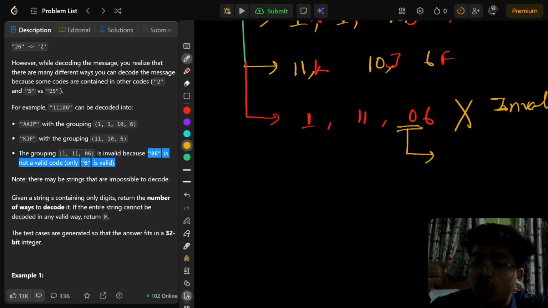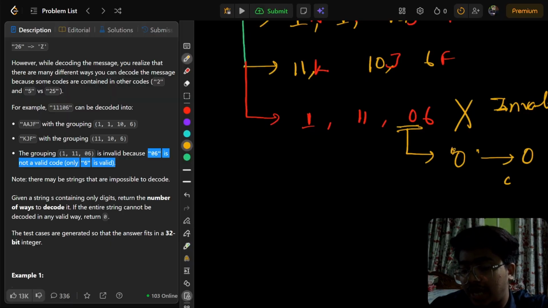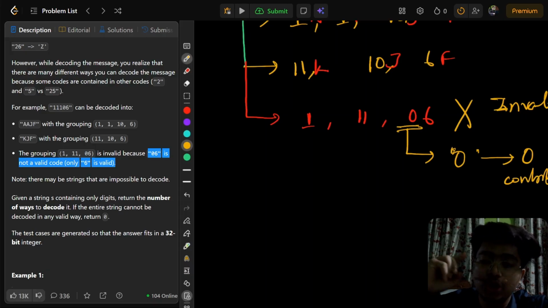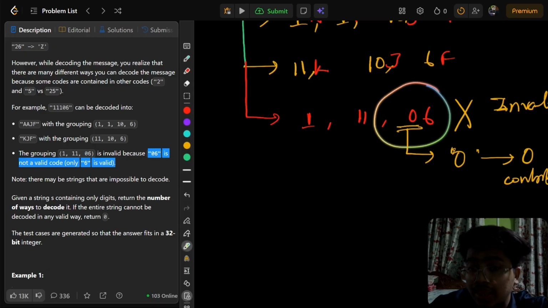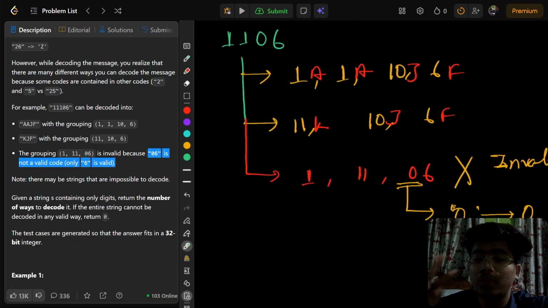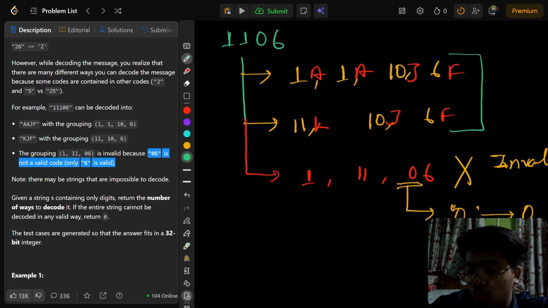So if our string begins with that 0, that is invalid. That will make 0 contribution. If something is beginning with 0, that will make 0 contribution. This is one important point that we figure out from this 06. Keep it in mind. So this is how we can decode, and we have to take the valid ways of decoding. So these are the two valid ways of decoding, so total 2 ways.